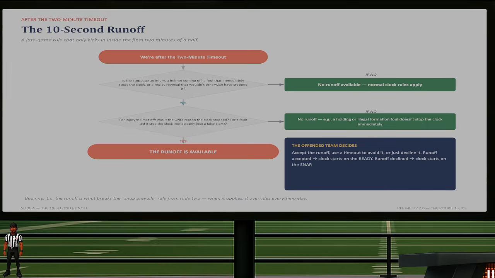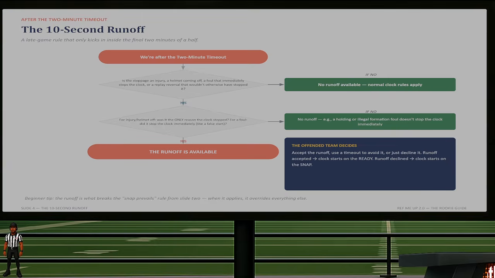The 10-second runoff. This is a late game rule that only kicks in inside the final 2 minutes of a half. Here's the flow. We start after the 2-minute timeout. First question, is the stoppage an injury, a helmet coming off, a foul that immediately stops the clock, or a replay reversal that wouldn't otherwise have stopped it? If no, runoff is not available, normal clock rules apply.